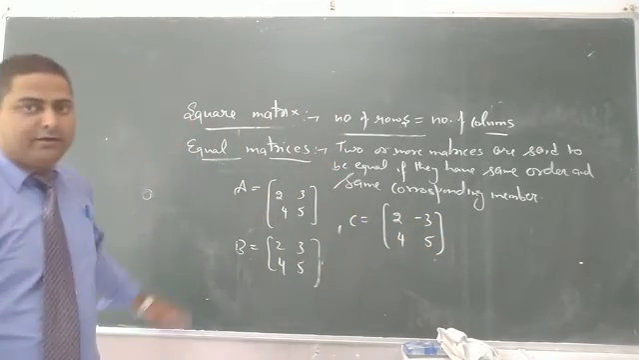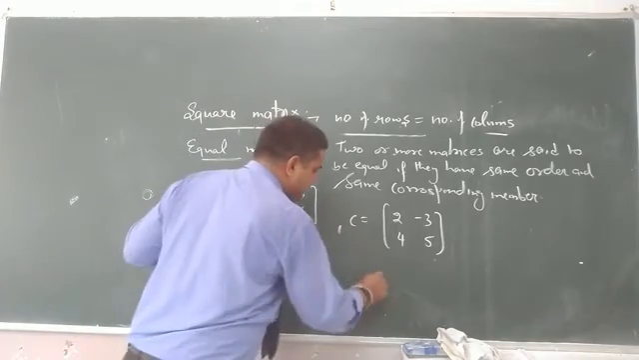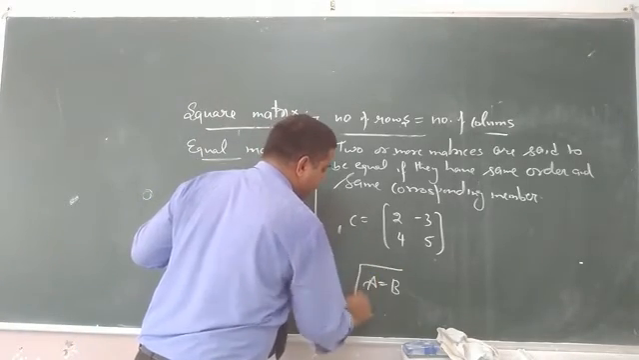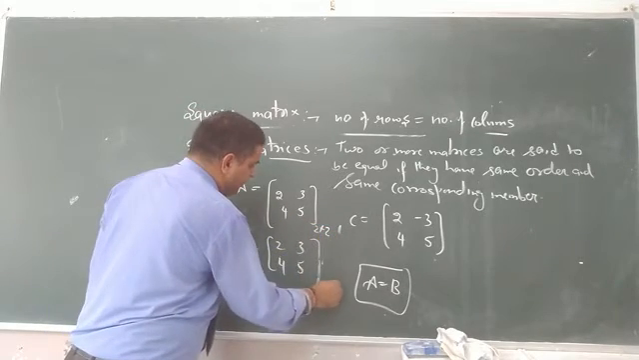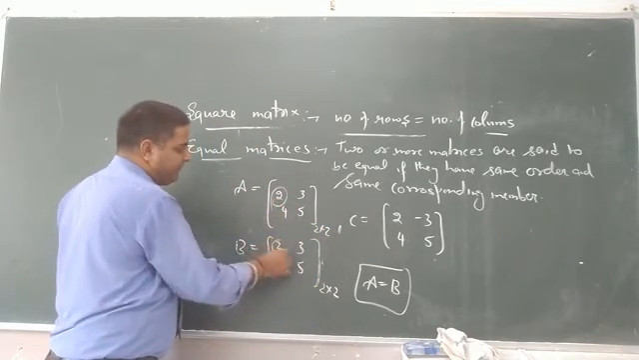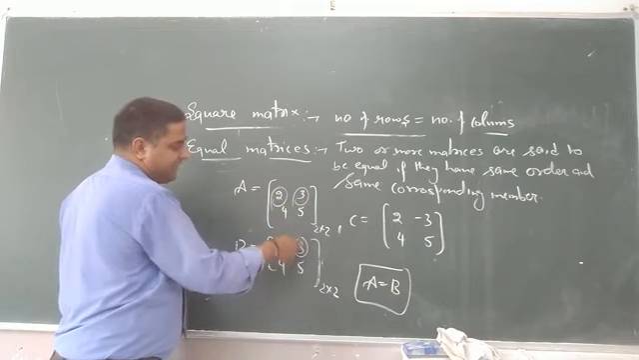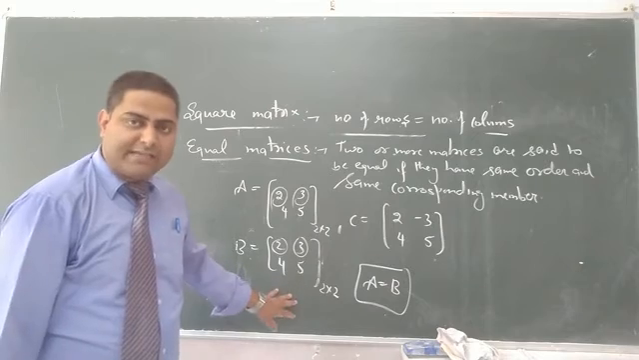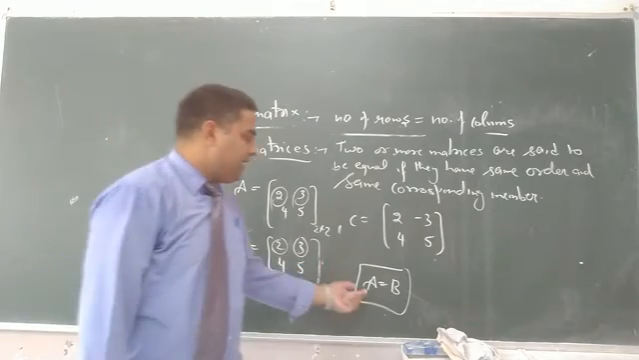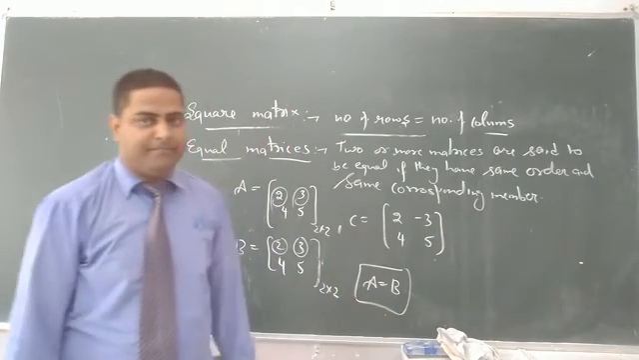Now you can see here, matrix A is equal to matrix B. Both have same order, 2 into 2, 2 into 2. Corresponding members are same. Second member 3, third member 4, fourth member is 5. So order is same, members are same. A is equal to B.